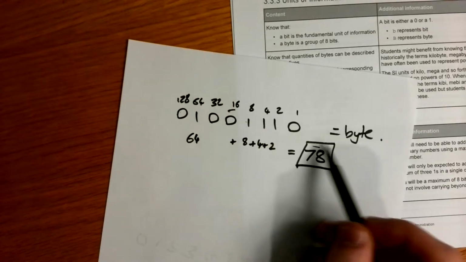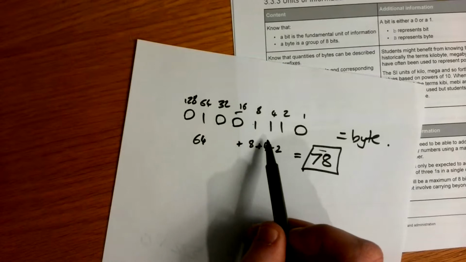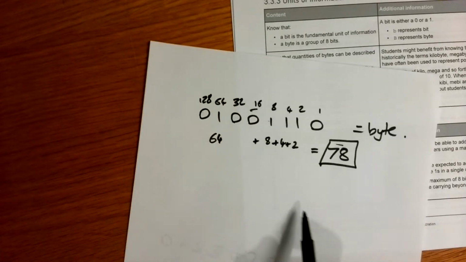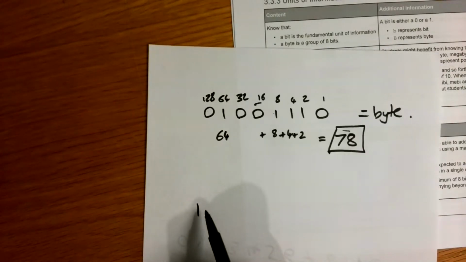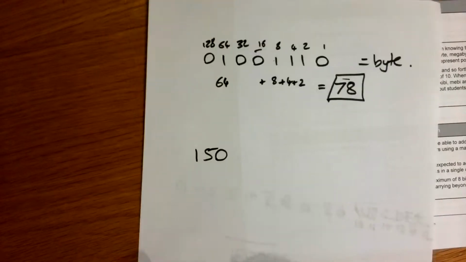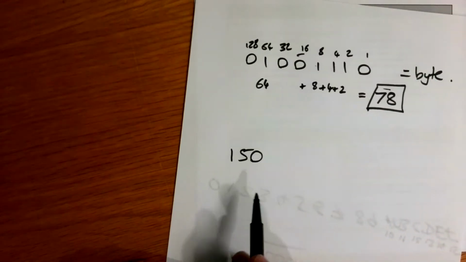If we go back to our number bases, that is a base 10 number, 78, and this is a base 2 number, and we can convert between them as we go. We can go the other way as well. So if we have the number, let's go for 150, we can then plug that into a byte of binary.